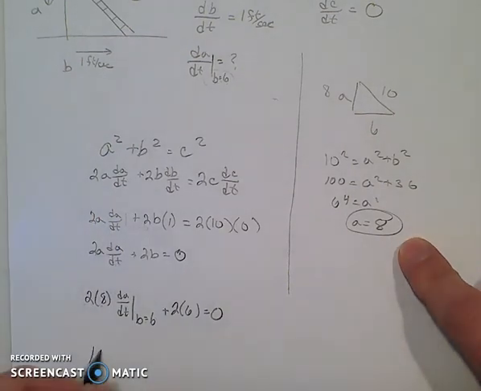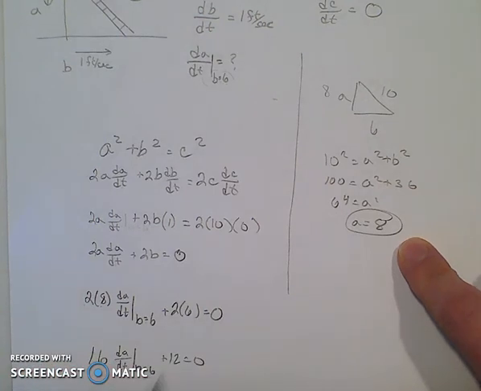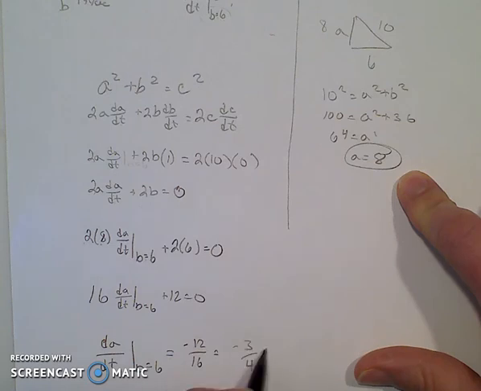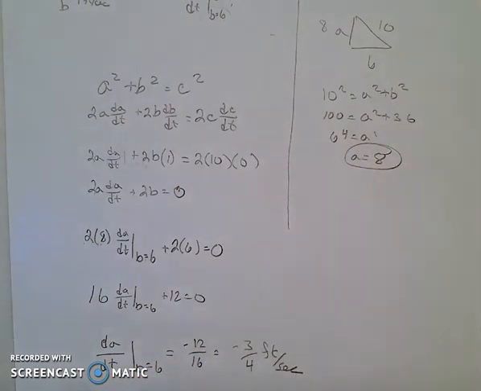So now it's just solving it. 16 dA/dt when b equals 6 plus 12 equals 0. Subtract it over, and you can get dA/dt equals negative, well, 12 divided by 16, which is going to give us negative 3 over 4. And then we're looking for a rate, feet per second. So what does this tell us?